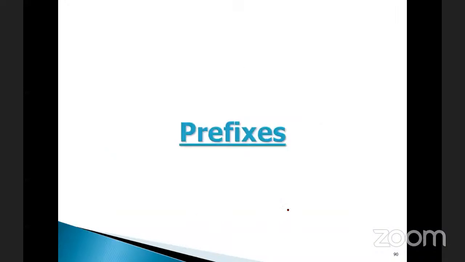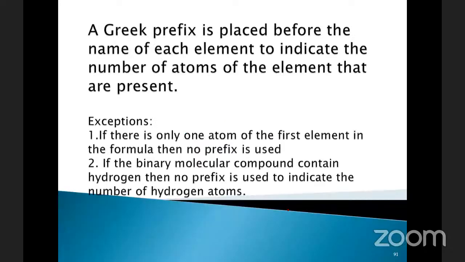Okay, so let's talk about the use of prefixes. So this is one big difference between naming ionic compounds and naming molecular compounds. In the case of naming ionic compounds, we do not use prefixes to indicate the number of atoms represented in the formula. However, when it comes to naming molecular compounds, then we have to use the appropriate Greek prefix that is placed before the name of each element.